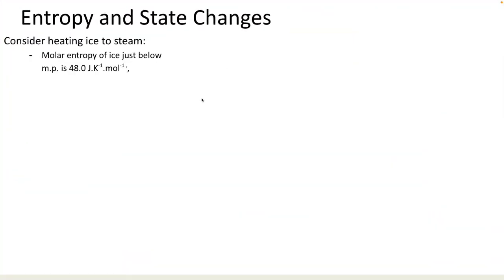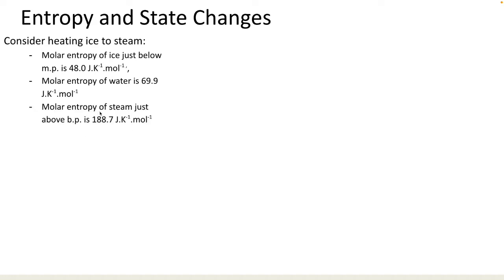So let's consider water and let's compare entropy values now. Consider heating ice to steam. The molar entropy of ice just below the melting point is 48 joules per Kelvin per mole. Molar entropy of water is 69.9 joules per Kelvin per mole. Molar entropy of steam just above the boiling point is 188.7 joules per Kelvin per mole. This is consistent with all we've been saying.